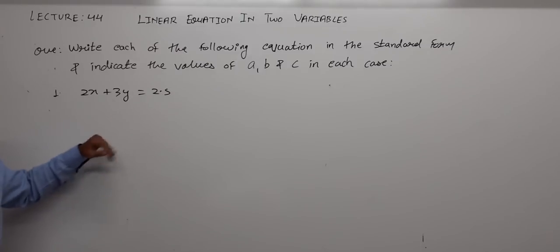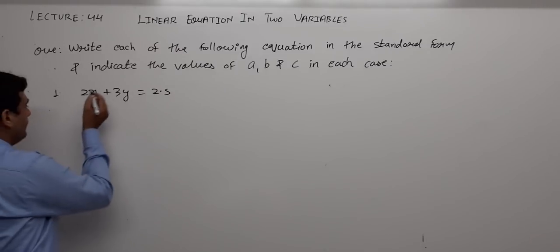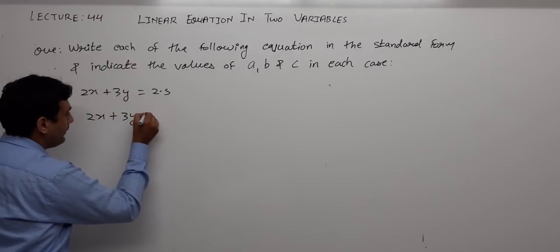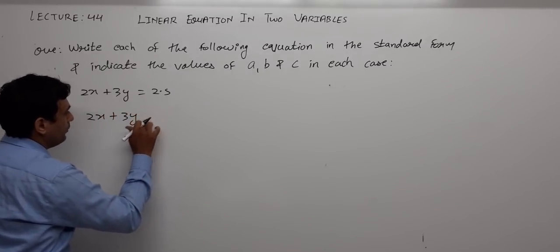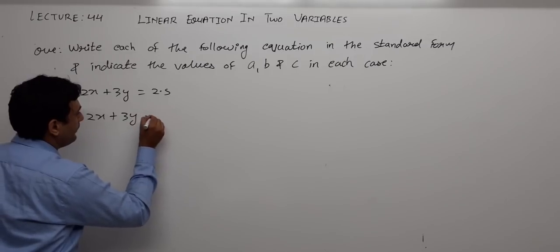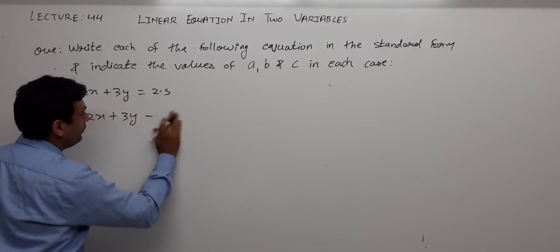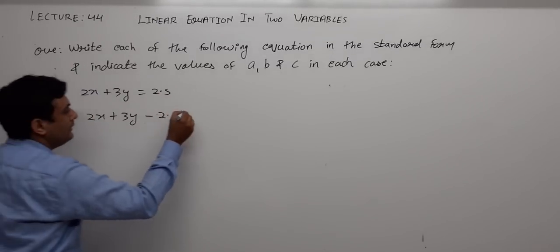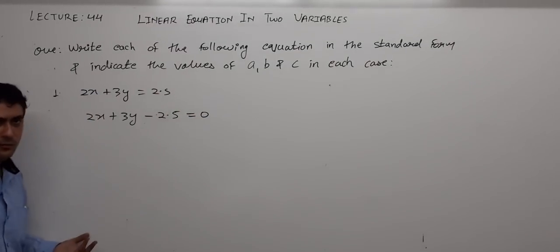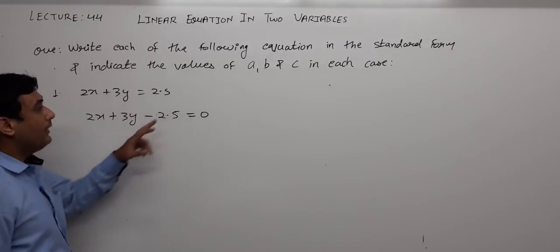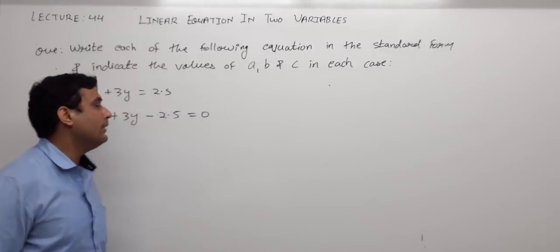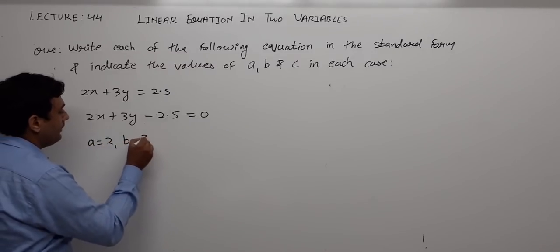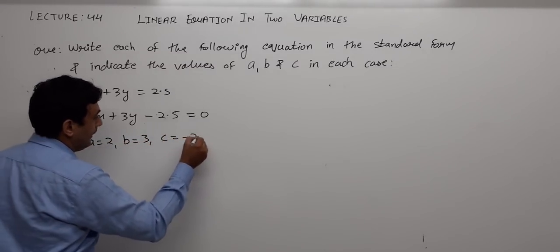Okay, you have to write this in the standard form. So this is standard form, that is ax plus by plus c equal to 0. That means the right hand side must be 0. So for that, I have to take the quantity which is on the right hand side to the left hand side. So this is the standard form. Okay, now we have to indicate the values of a, b and c. So a is 2, b is 3 and c is minus 2.5.